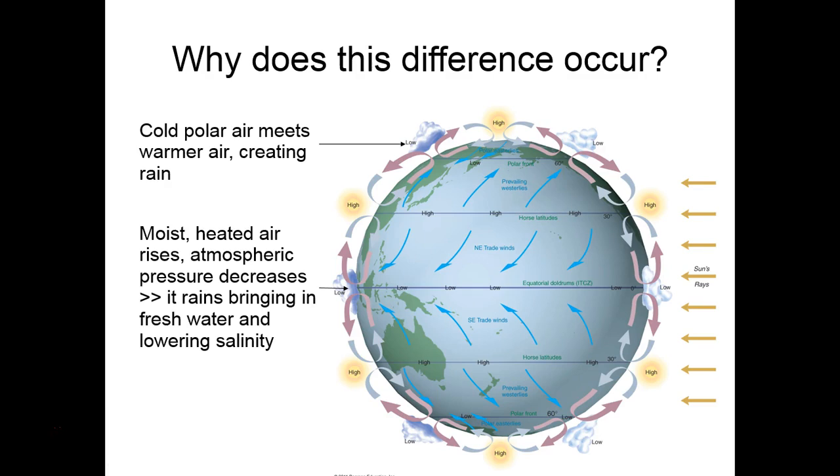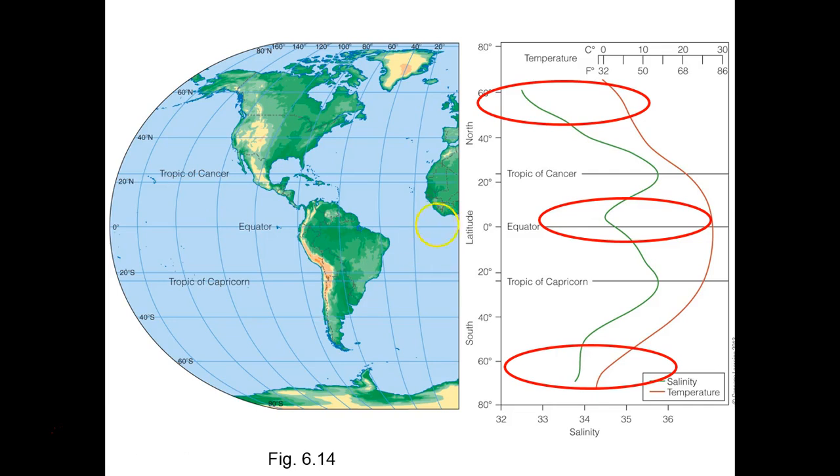Okay, so remember that you have cold polar air at 60 degrees north that meets up with warmer air. It's going to be moister, and that creates rain. Okay, so it rains at 60 degrees north, and then at the equator you have moist heated air that rises up. And as you get up into the upper atmosphere, that moisture can't be held as a gas anymore, and so it condenses and it rains there. Okay, so both of these locations have a high amount of rain, and therefore that's going to dilute the salinity of the water.